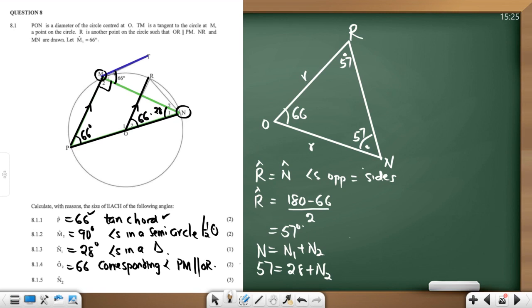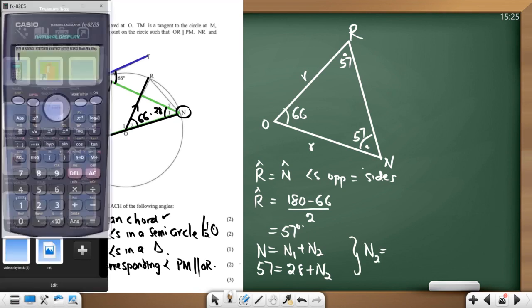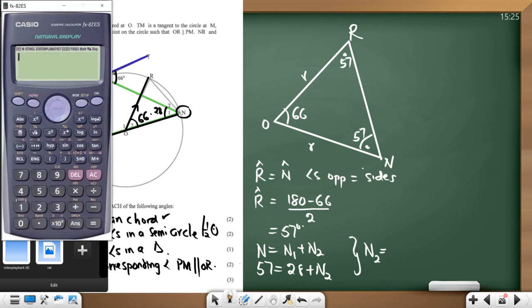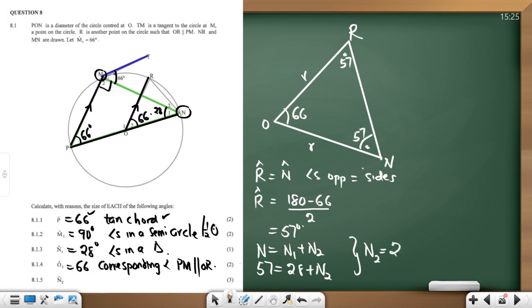Plus N2. Well, I'm sure we can get N2 from here. All right? 58 minus 27. What would that be? Okay, my brain is fried right now. First we said, let me just check, 180 minus 66, that we divide by 2, 57. All right, 57 minus 28 will give us 29. Thinking of the answer as well, 29 degrees. Beautiful. And we're done. Easy.